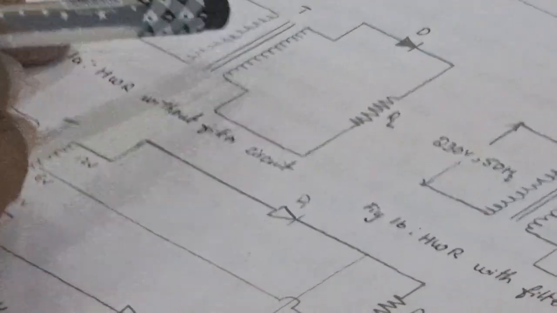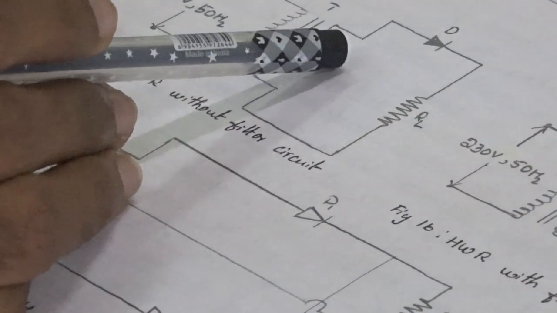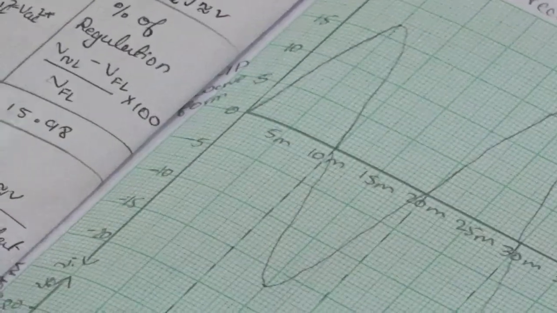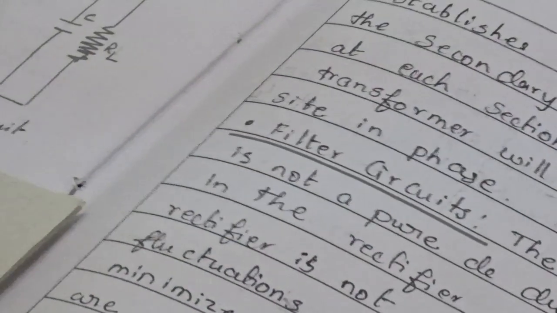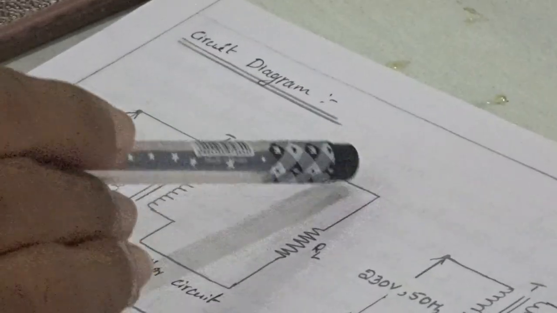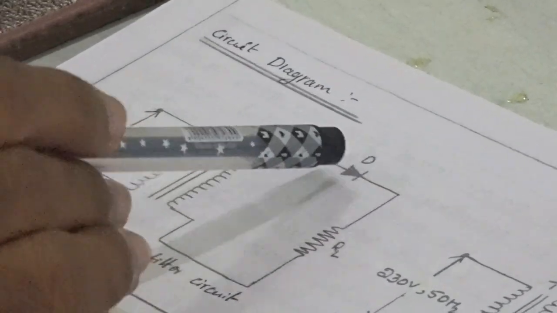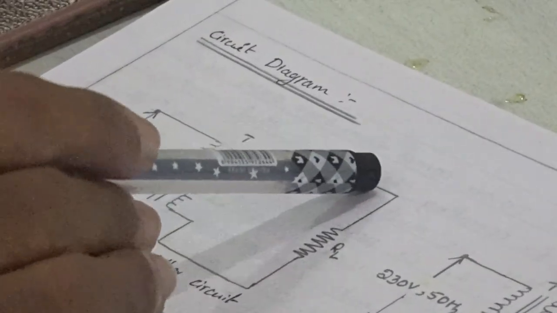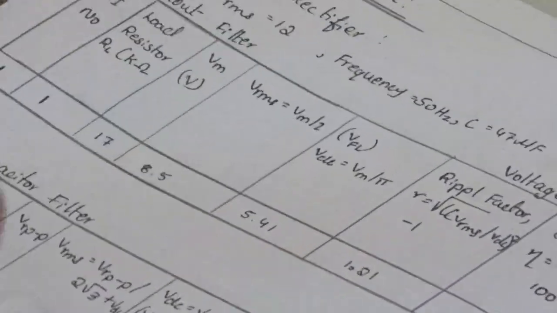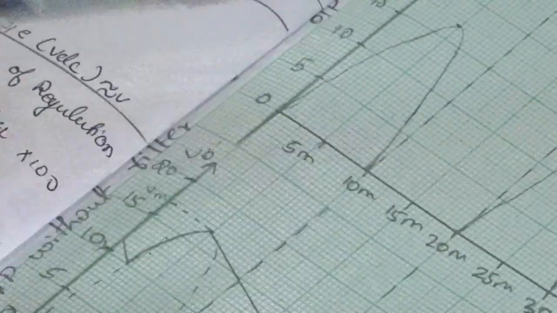During the positive half cycle of the input, the diode will be forward biased. Diode forward biased means the diode will act as a closed switch, and the current will flow through the load resistor. So for the positive half cycle of the input, we get the positive output.